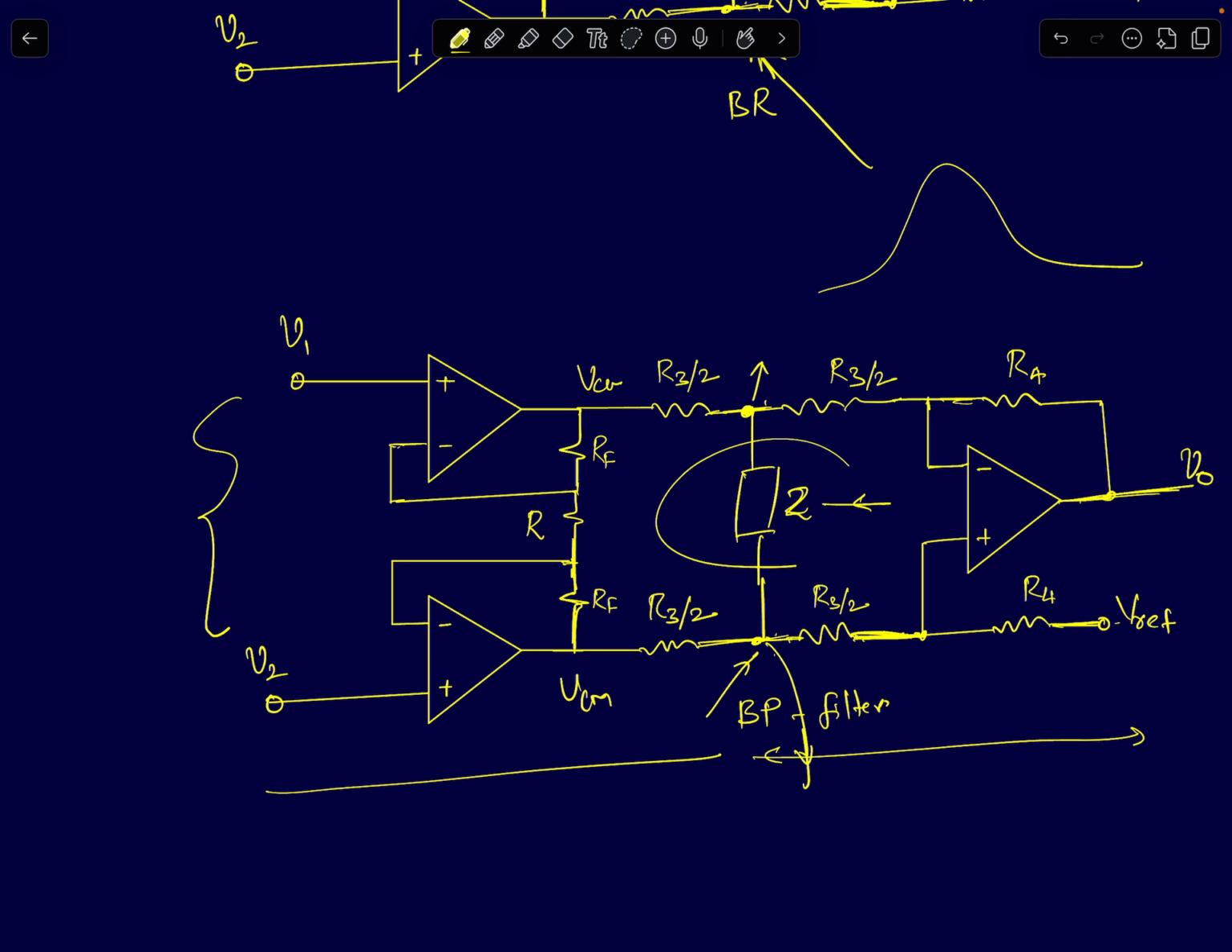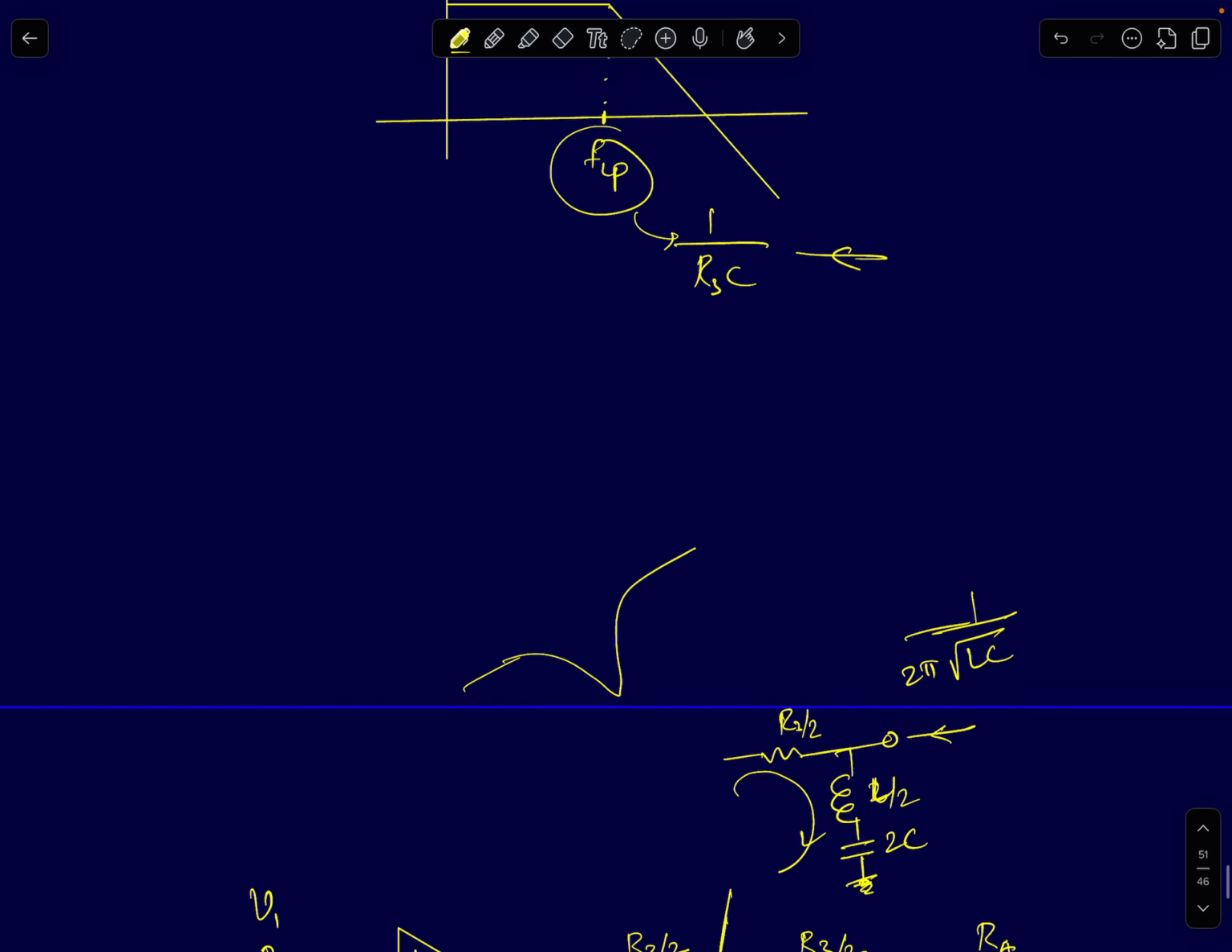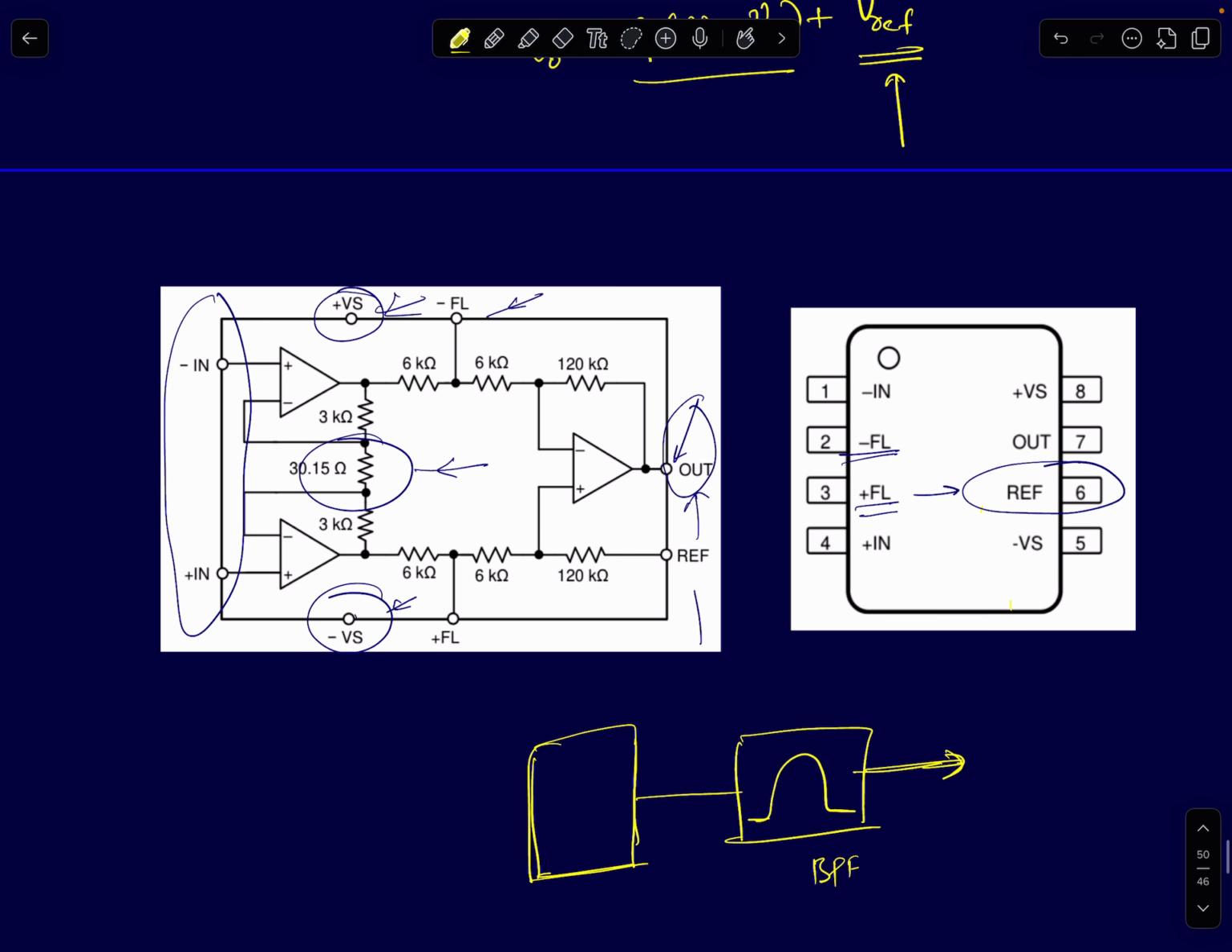This filter that you are going to add will reject differential noise. Differentially, it will act like a filter for differential signals only. So that's the thing to keep in mind. So that's where these two pins come into play. So pins FL minus and FL plus are filtering pins.